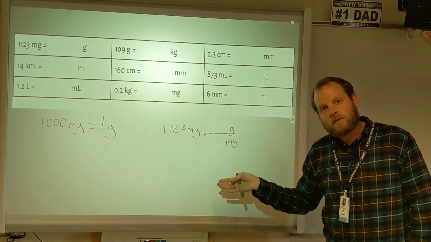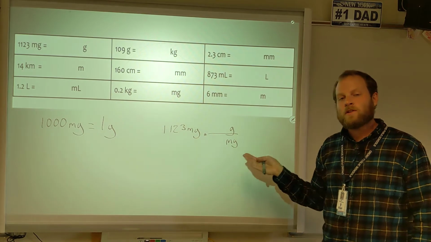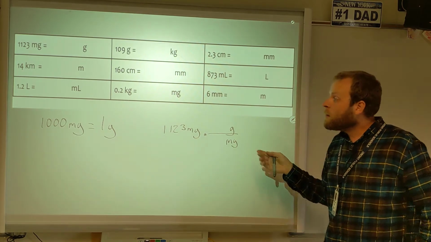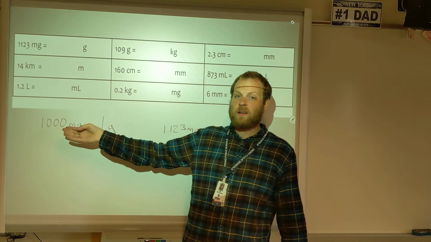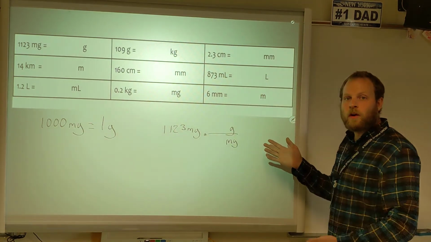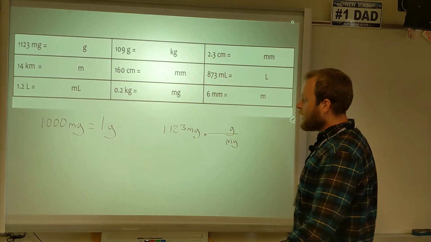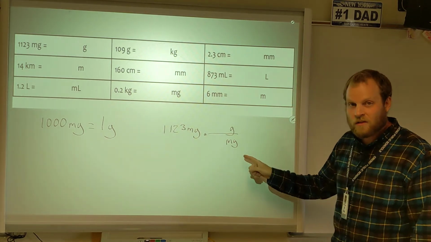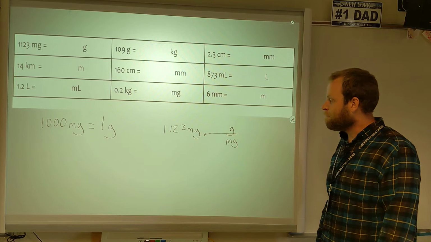Notice I don't have numbers. The units tell me which place to put the right number. Because I have two numbers over here. I got 1,000 and I got 1. Some people, the most common mistake is that you screw up where to put those, whether it's in the numerator or the denominator. So if you pay attention to the units, you shouldn't make that mistake.